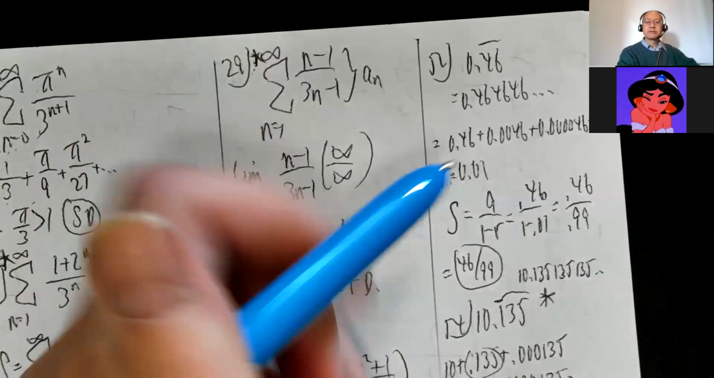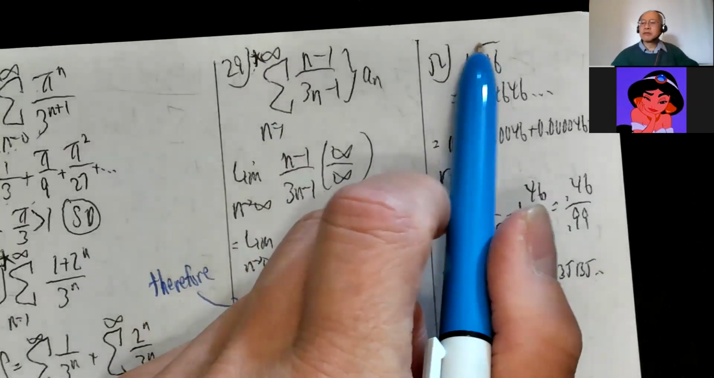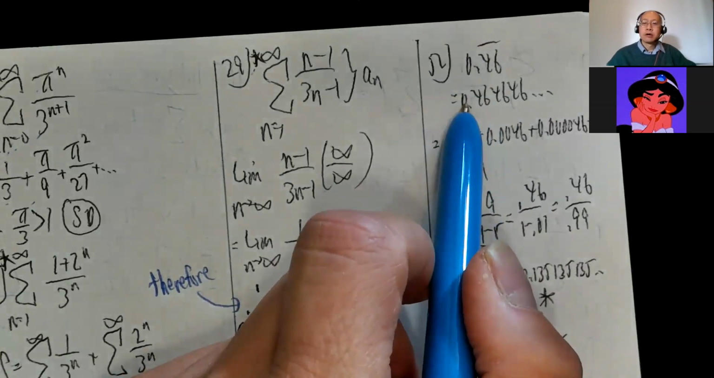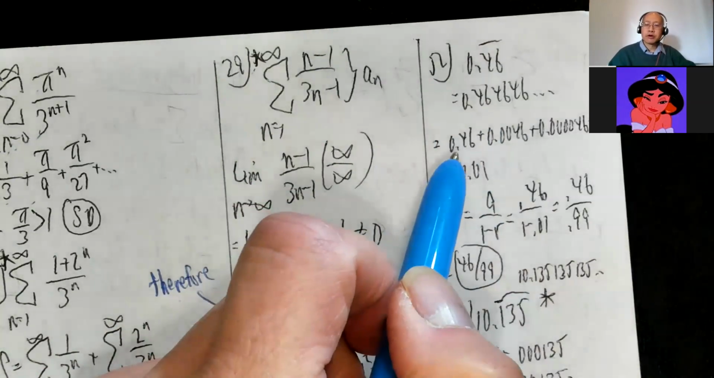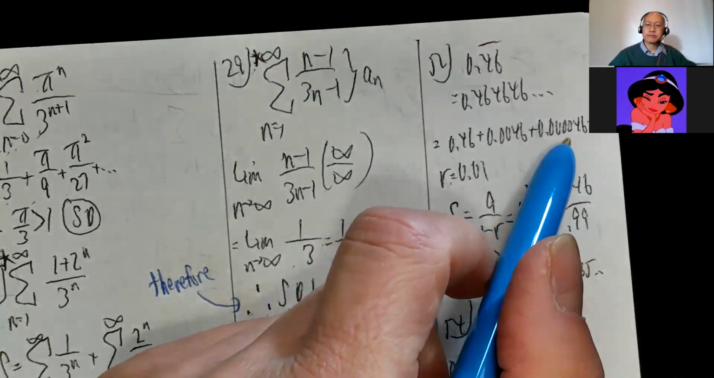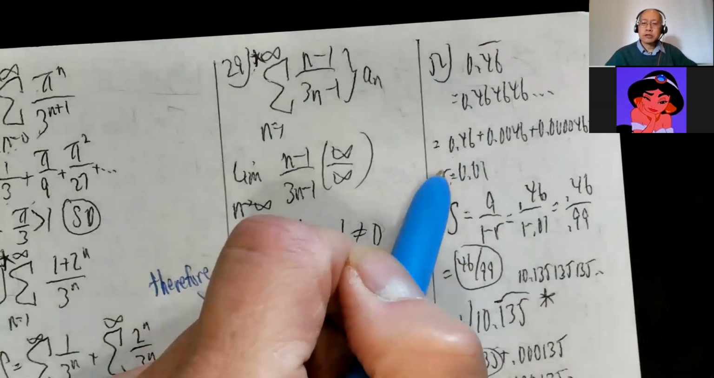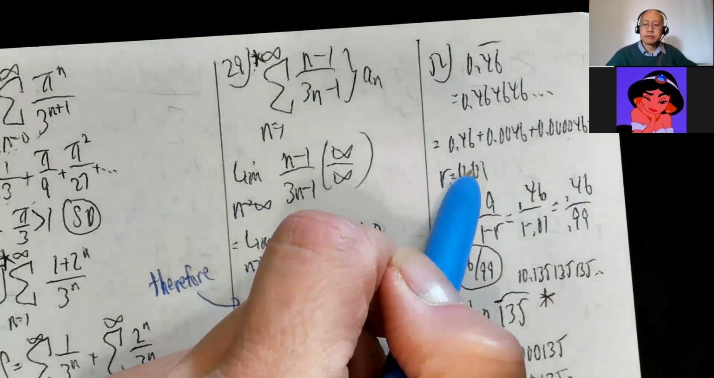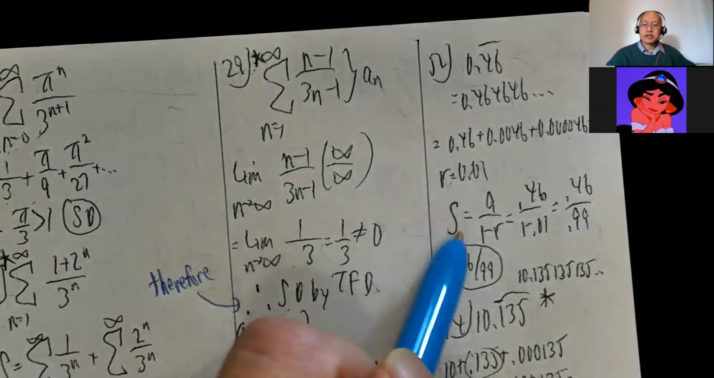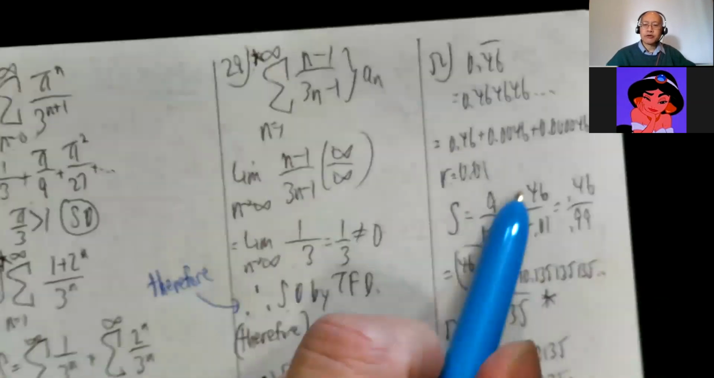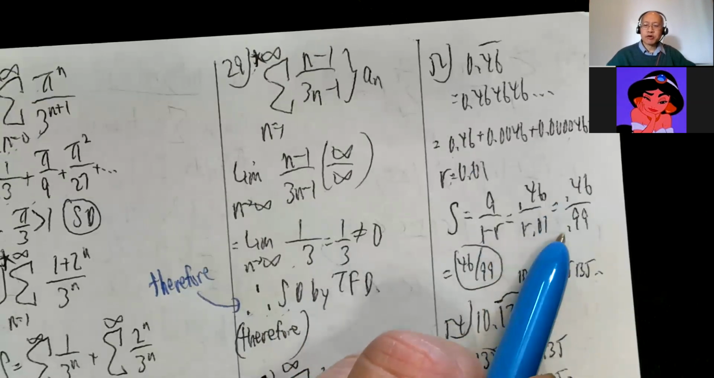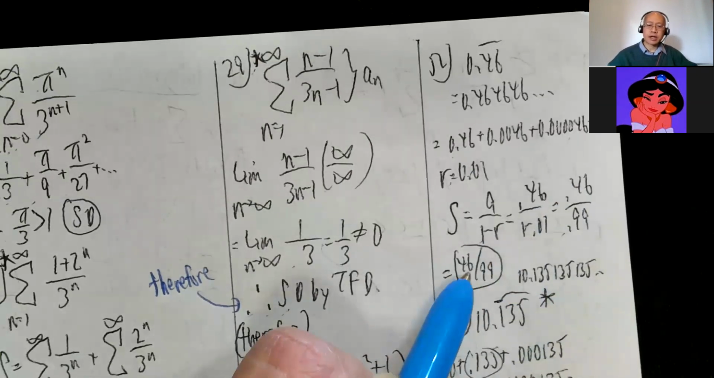Yes, I'll show you some even ones. 0.46, the bar means repeat, right? So 0.464646. Write it as an infinite series: 0.46, 0.0046, 0.00046, and so on. So the common ratio is 0.01. So I use a formula. Infinite sum is a over 1 minus r: 0.46 over 1 minus 0.01, 0.46 over 0.99, 46 over 99.